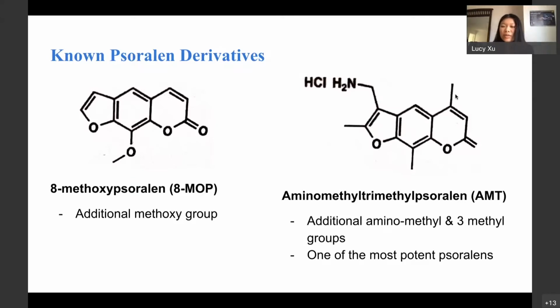So the addition of these side chains, functional groups, enhances the ability of sorrelin to interact with DNA, as the side groups allow better intercalation with DNA. And both of these molecules are currently used in clinical treatment for skin diseases.